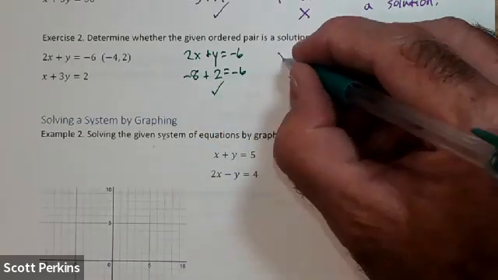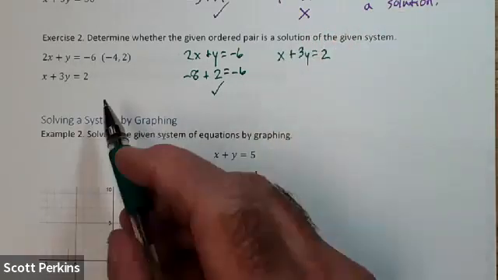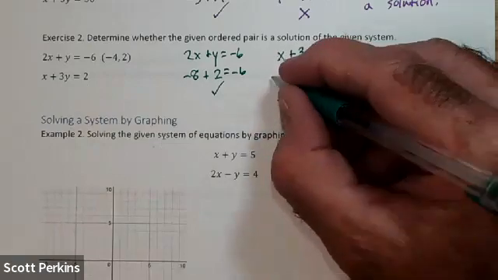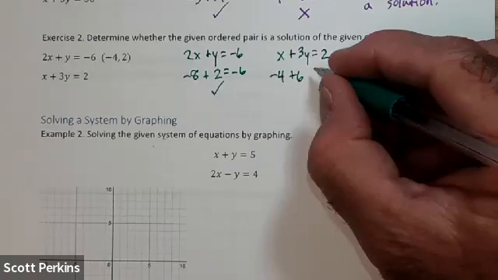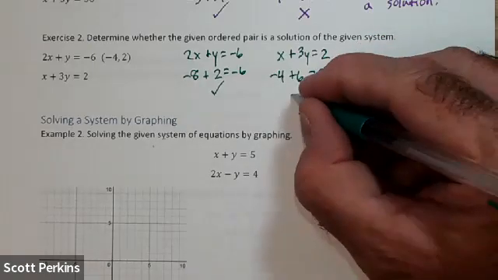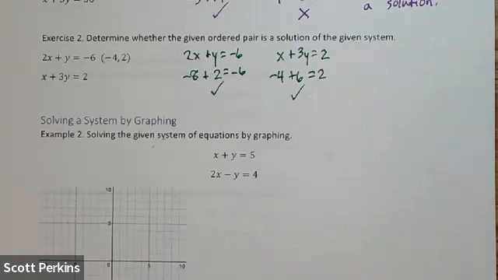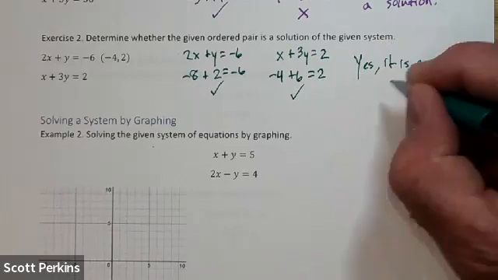Then the second equation is x plus 3y equals 2. So when I plug in the x value of -4, then the y value is 2, so 3 times 2 is 6. -4 plus 6 is equal to 2. So yes. So hopefully your conclusion was yes, it is a solution.